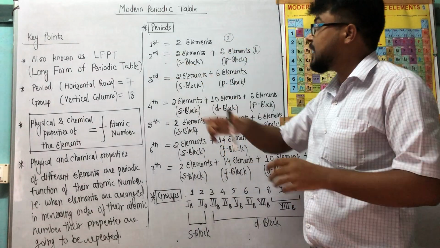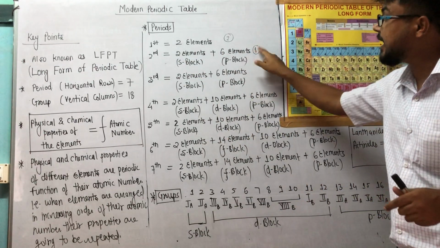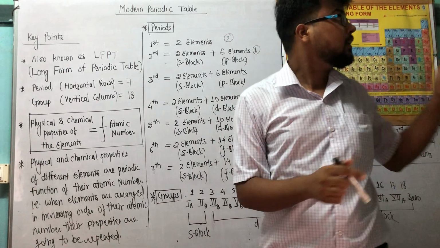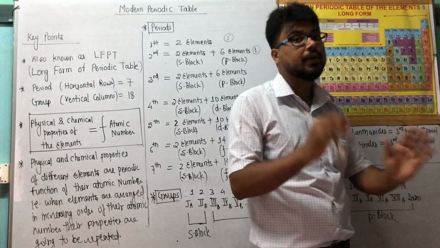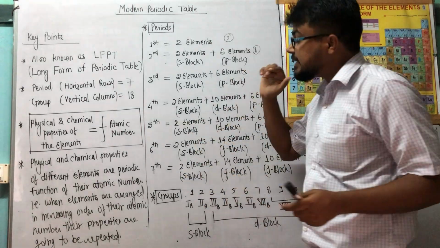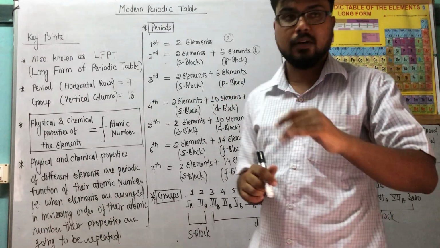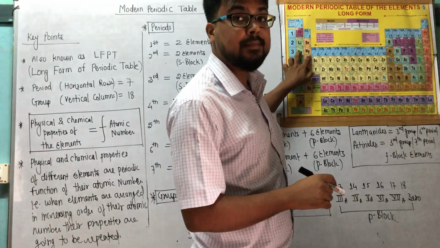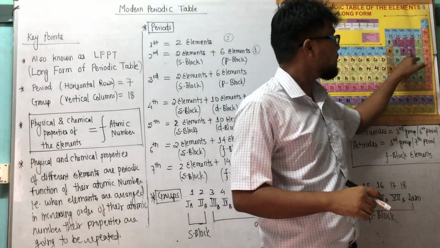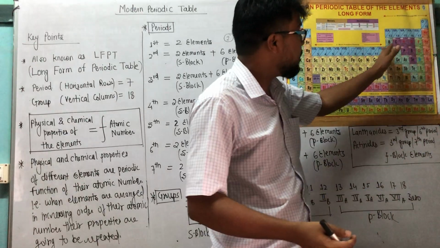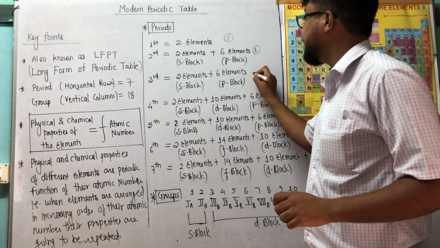So in the second period there are 2 elements in the S block, lithium and beryllium, and 6 elements from the P block: boron, carbon, nitrogen, oxygen, fluorine, neon. So it is a total of 8 elements. Similarly, in the third period, 2 elements are from the S block and 6 elements from the P block. Sodium and magnesium are from the S block, and aluminium, silicon, phosphorus, sulfur, chlorine, argon are from the P block. So again, a total of 8 elements in the third period, correct?